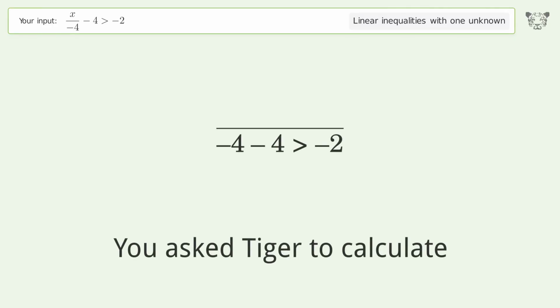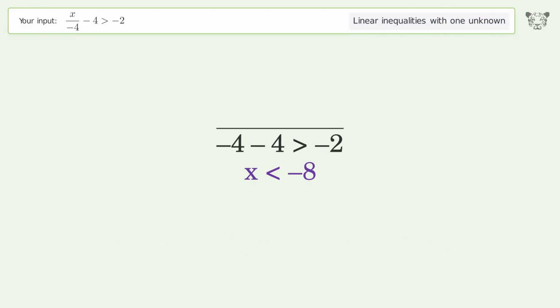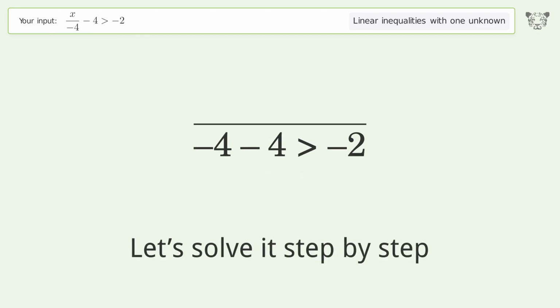You ask Tiger to calculate. This deals with linear inequalities with one unknown. The final result is x smaller than -8. Let's solve it step by step.